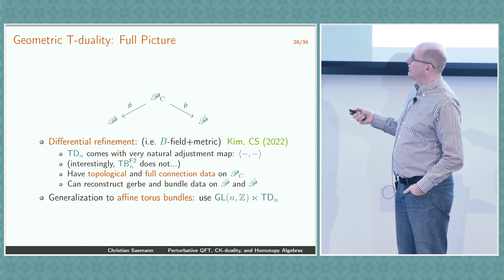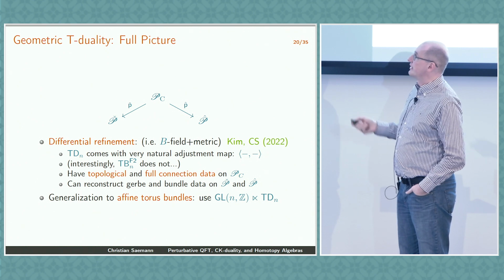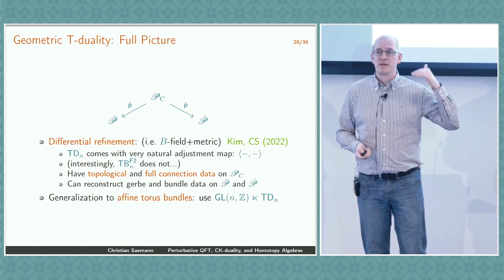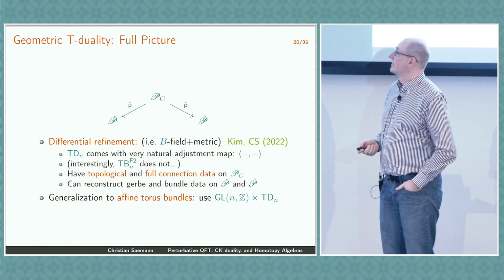Okay, so now the full picture. So essentially, Konrad came over for a viva, and we talked about this. And the problem was that they didn't know how to put differential refinement on it, and that's not surprising because they didn't have this adjustment technology. That's the key to doing that, right? So as I said before, TDN, this 2-group, has a strange bilinear pairing in there. And that's a very natural adjustment map. And that's actually the adjustment map for the 2-group itself. So that's the finite form of the adjustment.